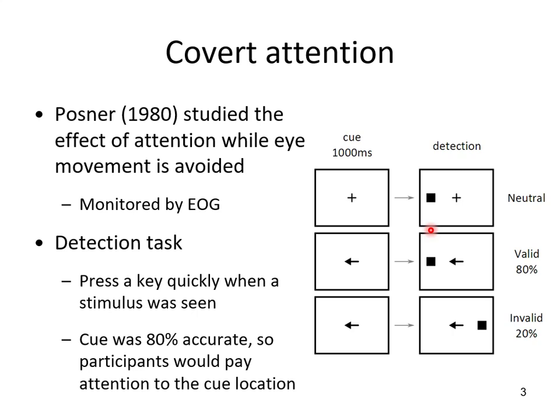Therefore, the instruction is, okay, your eyes need to keep in the middle. Never move your eyes. Okay, it's difficult, but try to keep your eyes in the middle. Okay, then you do the same task. The question is, how do you know if the participant actually does not move their eyes?